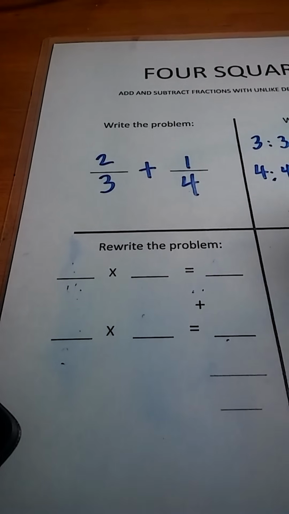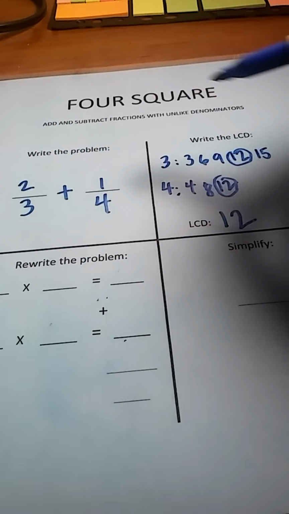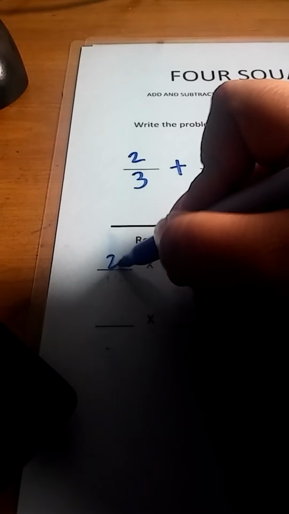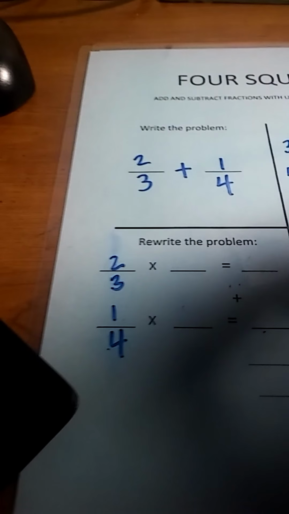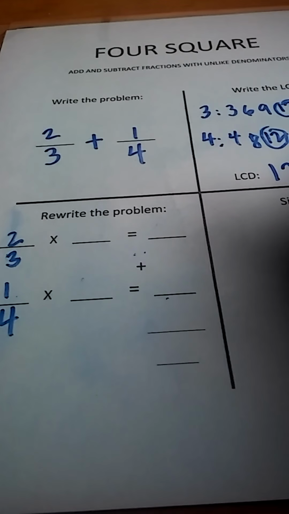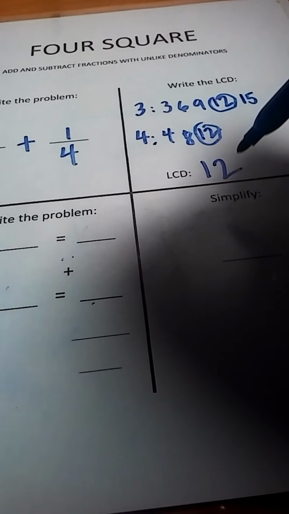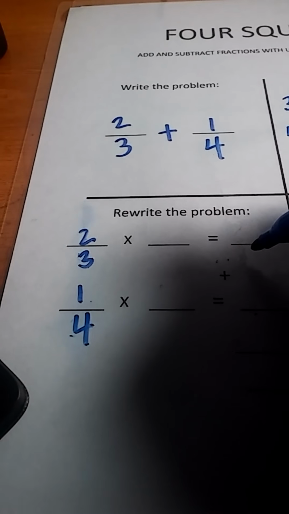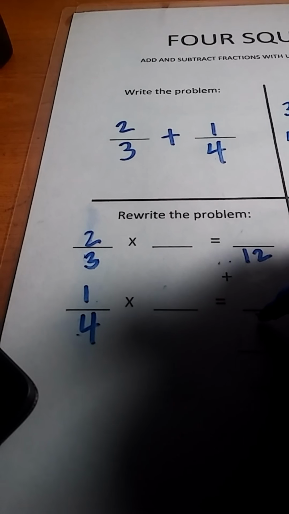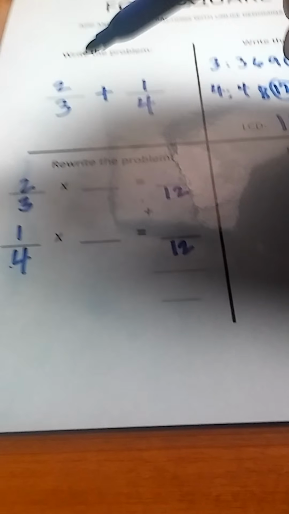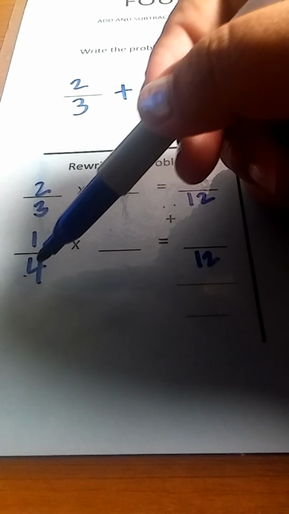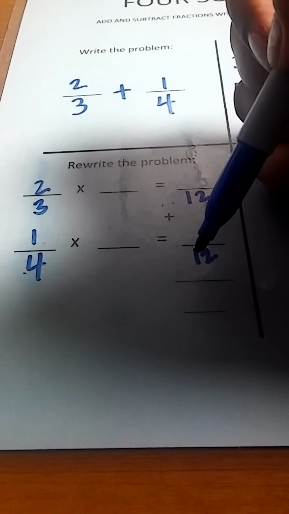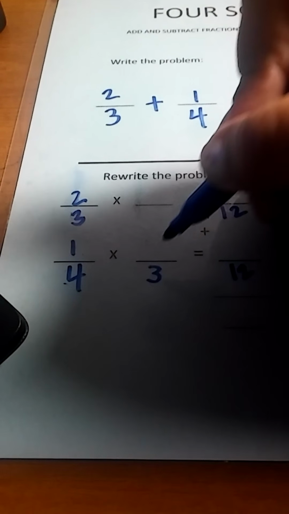And here it says to rewrite the problem. So I have 1 square, 2 square. I'm on my 3rd square. So I'm going to rewrite 2/3 and 1/4. And I know that my least common denominator that we will be adding at the end is 12. So I can go ahead and write that in. And this will actually be more helpful. So if I ask myself, 4 times what number equals 12? I know it'll be 3.